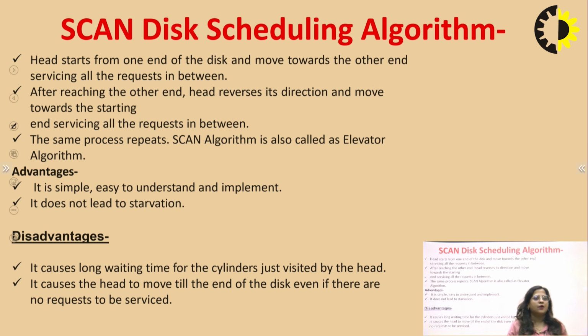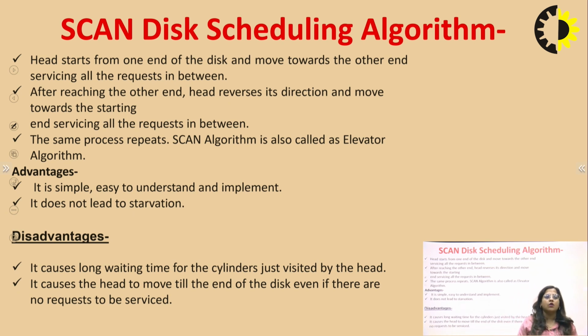SCAN disk scheduling algorithm means the head starts from one end of the disk and moves in the direction of the other end, servicing all the requests in between. ठीक है, सर्विसिंग ऑल द रिक्वेस्ट इन अ बिटवीन मीन्स एक एंड से स्टार्ट होगा एंड एट द एंड ऑफ अदर एंड तक जाएगा, और जितनी भी रिक्वेस्ट होंगी वो ऑल आर प्रेजेंटेड इन अ बिटवीन. After reaching the other end, the head reverses in the opposite direction and moves toward the starting point, again servicing all the requests in between. The same process repeats.